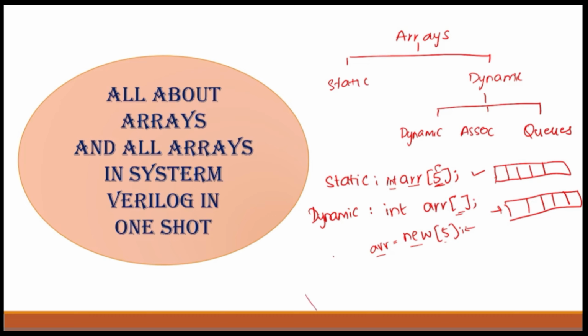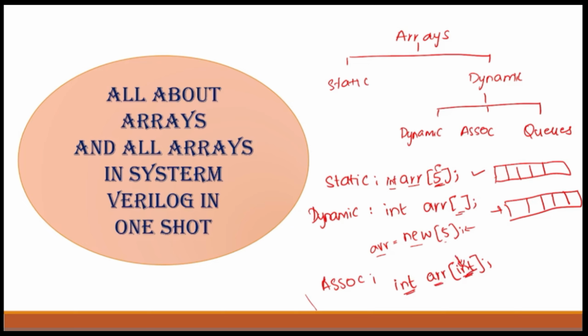Okay, and then coming to associative array. So in associative array, what is the advantage that is overcome, that is not there in dynamic array? So basically, when you are declaring an associative array, you should do it in this format: int arr[int]. Okay, that means data type, name of the array, and within the square brackets you will be mentioning the data type.